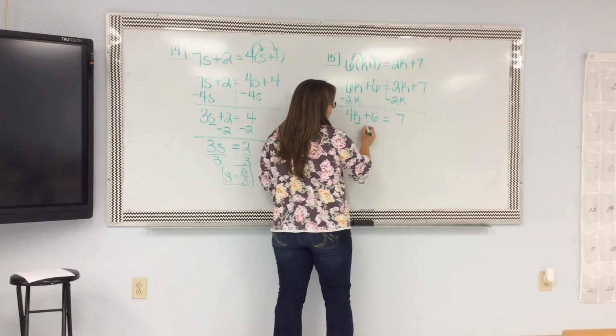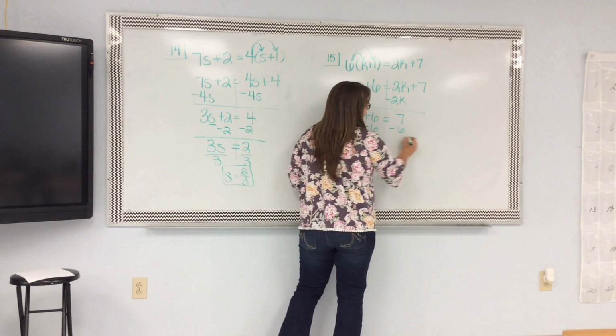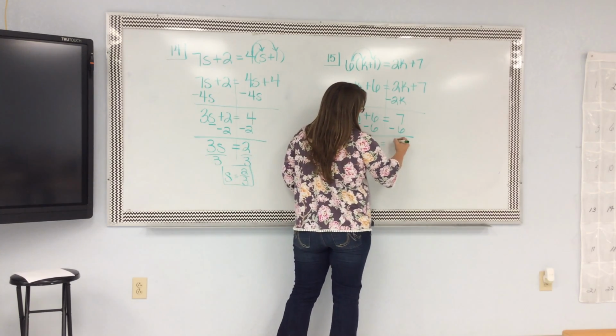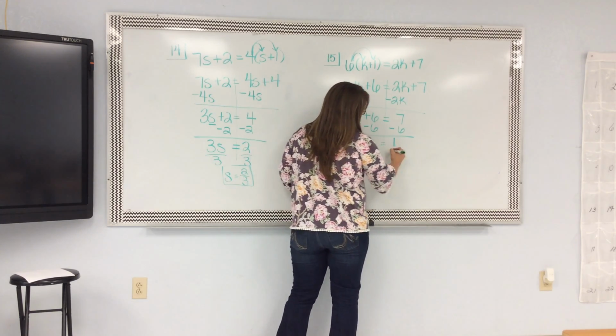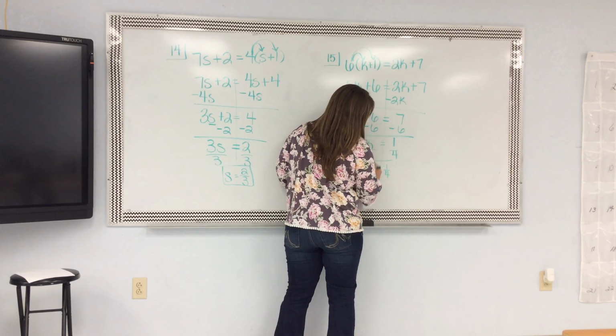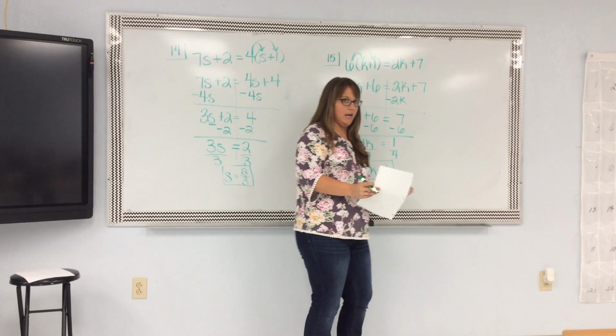Getting this k by itself, I'm going to get rid of the 6 first. Since it's a plus 6, I subtract 6. Leaves me with 4k is equal to 1. Divide both sides by 4. And I find that k is equal to 1/4. Plug it in.